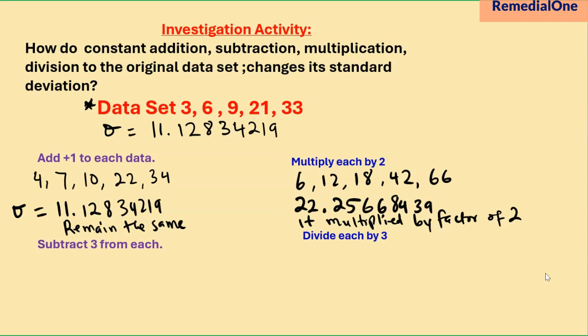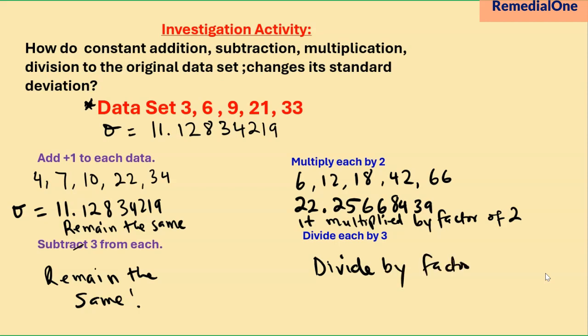It remained the same. And in mathematics, most of the time, addition and subtraction work together. So here too, if you have time, go ahead and do it. When you subtract 3 from each of it, you will see that this one also remained the same. And multiplication and division also are a little bit friends. They go hand in hand. Here too, when you divide each of it, you realize that the standard deviation also divides by the factor. So here, the factor is 3. Okay, so that is what the activity is all about.